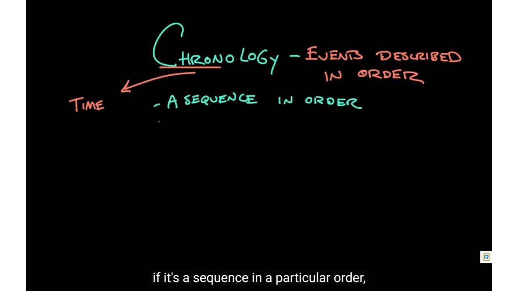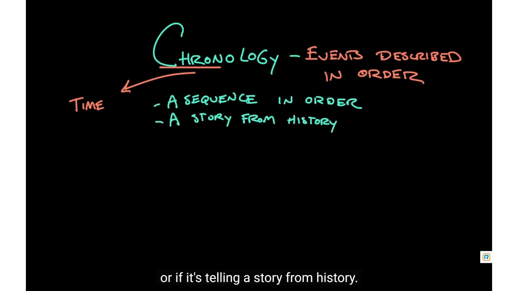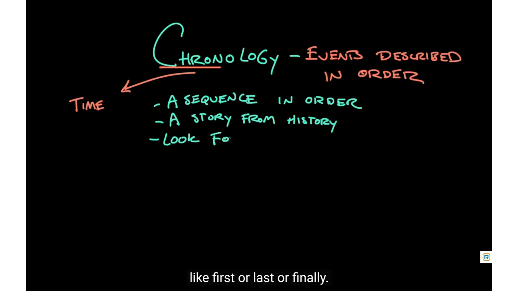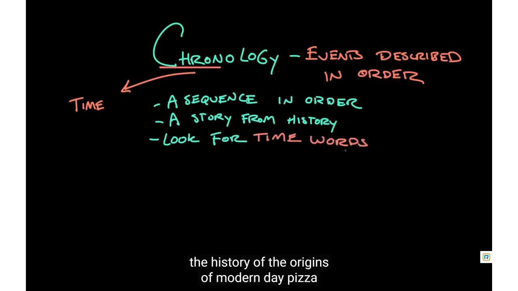You can suss out if a text is using a chronological structure if it's a sequence in a particular order, or if it's telling a story from history. Recipes are also chronological, right? In order to bake the cake properly, you have to turn the oven on first. And to that end, you can generally identify this text structure by looking for time words like first or last or finally. So a chronological account could be the history of the origins of modern day pizza in 19th century Naples, or a step-by-step recipe for making pizza dough.